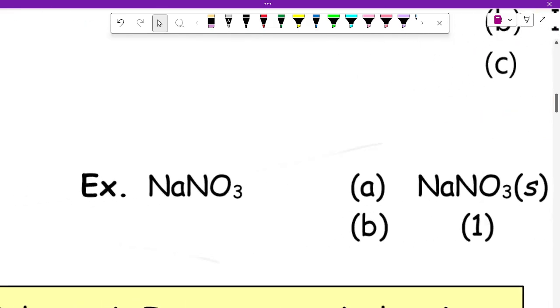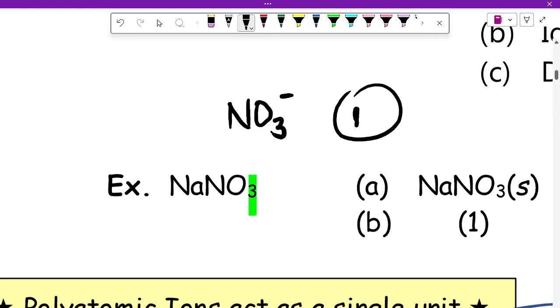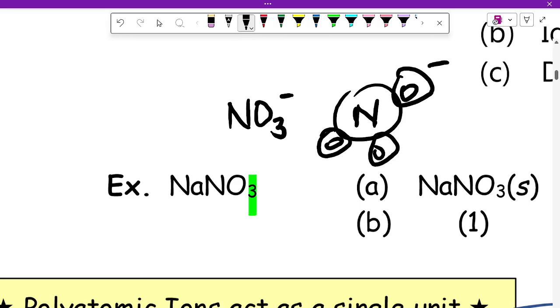So our first thing here we have is NaNO3. And I would like to point out to you that this little 3 here does not mean that we have 3 NOs. There's not 3 NOs because NO3 is the nitrate ion, and it is a group that looks like this: N, O, O, O. There's 3 oxygens, 1 nitrogen. The whole thing has a negative charge. There's not 3 of them, there's just 1 of them.